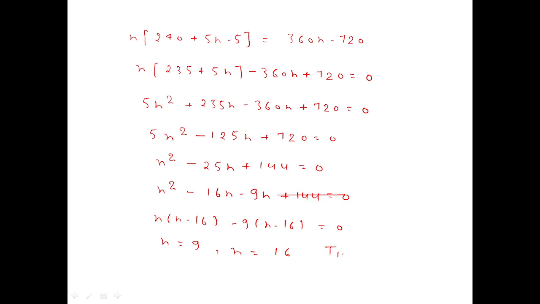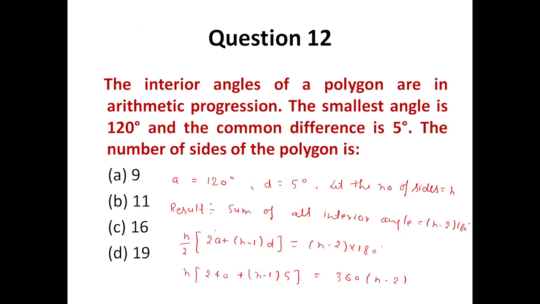But if you find T16, which is equal to a, that is nothing but 120 plus 15 into 5, which is equal to 120 plus 75, which is greater than 180 degrees. But this is not possible. All interior angles should be less than 180. So this option is discarded. n is equal to 9 is the right option. Check the options. So option A is correct.